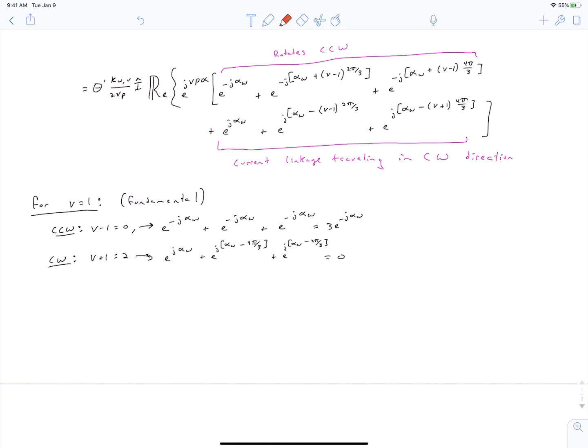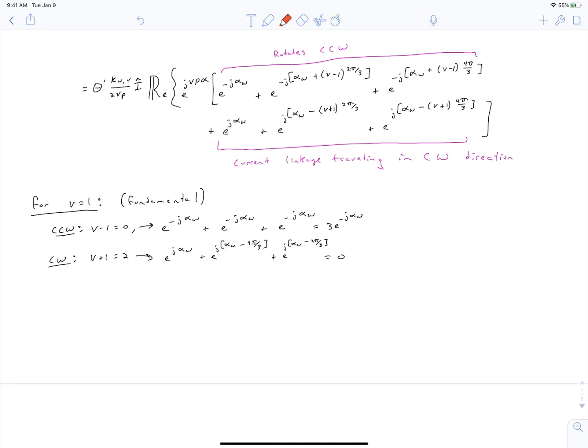If we look at the clockwise direction and we plug in v equals 1, I see I have a mistake. This should be a plus 1. If we plug in v equals 1, we're going to get e to the j alpha w plus e to the j alpha w minus 2 times 2 pi by 3, which gives us this, alpha w minus 4 pi by 3. And then e to the j alpha w minus 2 times 4 pi by 3, which is equivalent to e to the j alpha w minus 2 pi by 3, if you just take a 2 pi out of that. And that sums to 0.